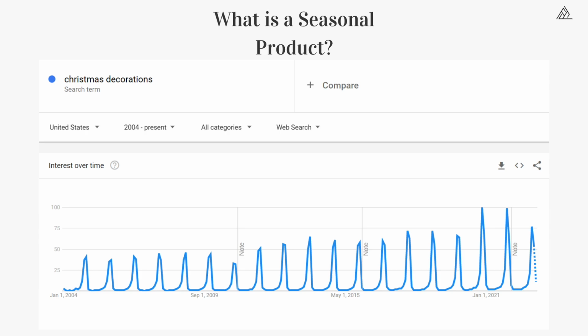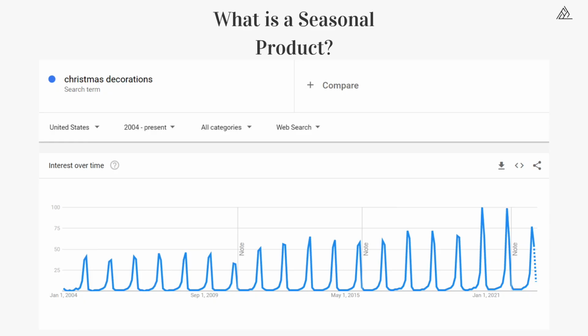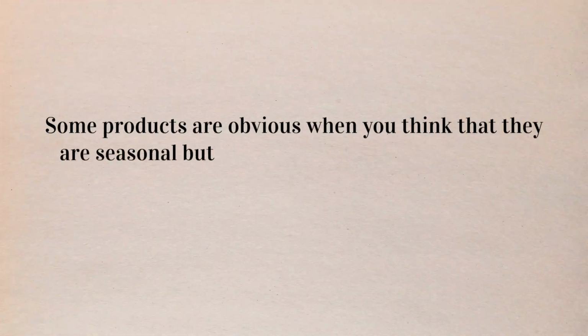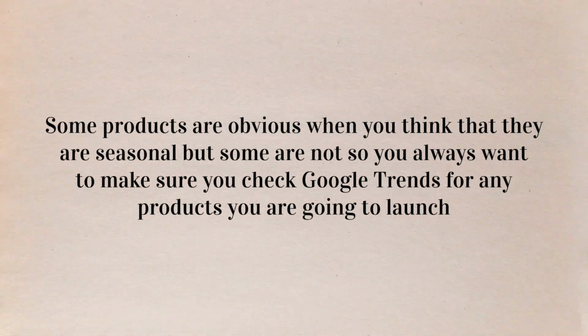A great example of a seasonal product is Christmas decorations. If you think about it, this graph makes sense. You buy Christmas decorations in the spring? Probably not. Most people are shopping for Christmas decorations in November and December, and that's when demand goes up. And the rest of the year, there's barely any demand. Some products are obvious when you think that they're seasonal, but some aren't, so you always want to make sure you check Google Trends for any product you're going to launch.